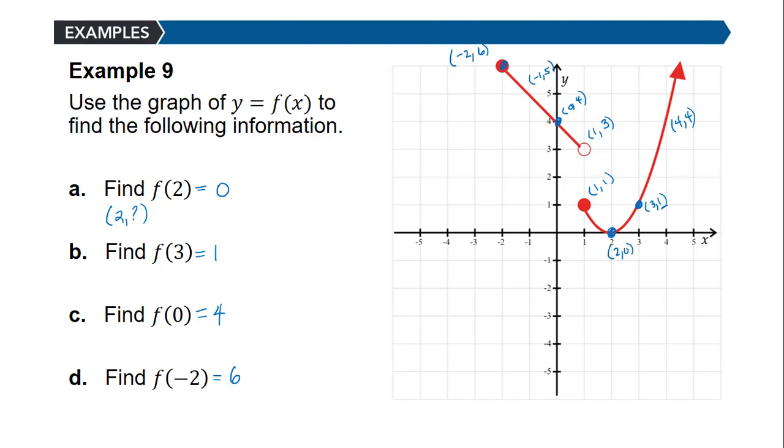Now, I didn't ask you to find this here, but what if we wanted to find f of 1? F of 1, remember, it looks like there's 2 points, but one of those is not included in the graph. The only one that's included is the 1, 1, so f of 1 would be just simply 1.